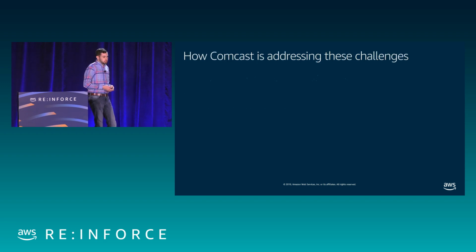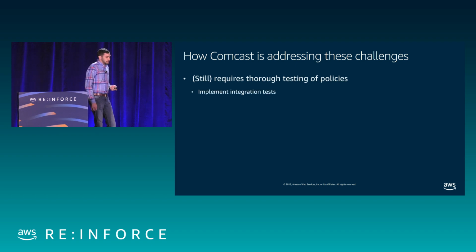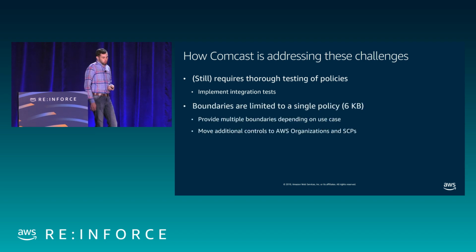So how are we addressing these challenges, right? No getting away from just needing more testing. Being super thorough. One approach that we're taking, and I'll talk a little bit more about this momentarily, about how we're creating these boundaries, is that you ultimately end up providing multiple boundaries. There's a few strategies for this, and I'll talk to you about the one that Comcast implemented. And then also you can move additional controls to AWS Organizations and SCPs.